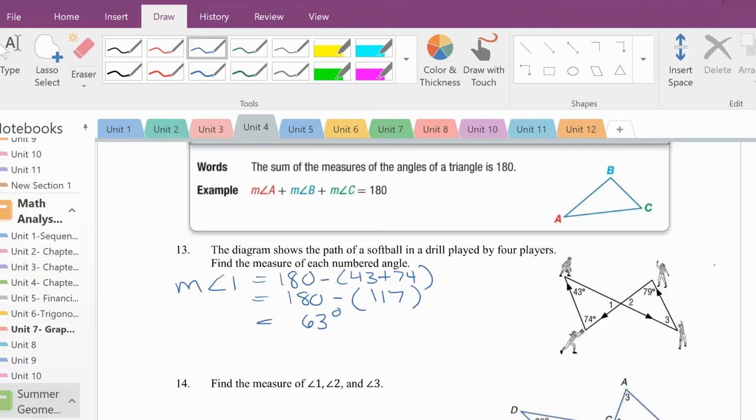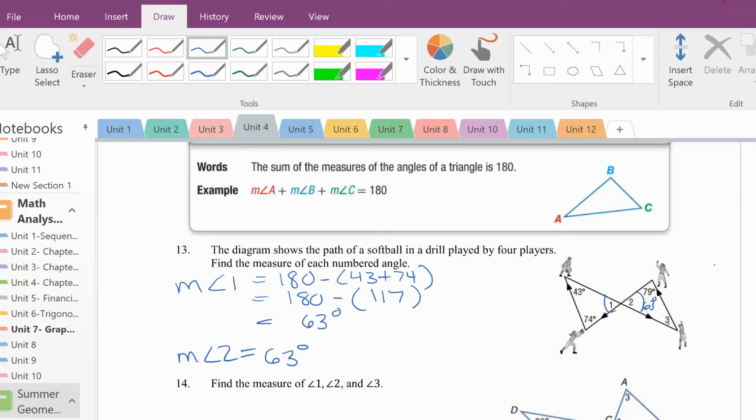All right, the next measured angle is measure of angle 2. And remember, angle 1 and angle 2 are, not right angles, or sorry, vertical angles. So we know vertical angles are equal. So measure of angle 2 is also equal to 63 degrees.